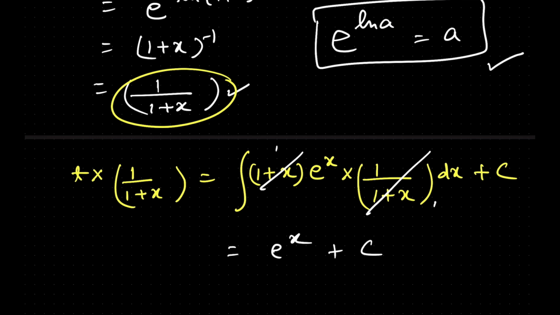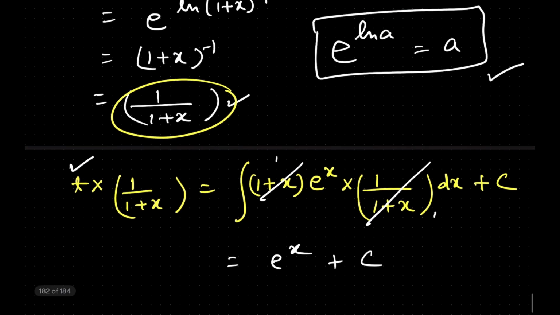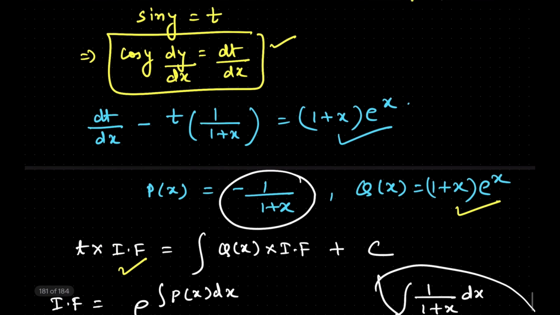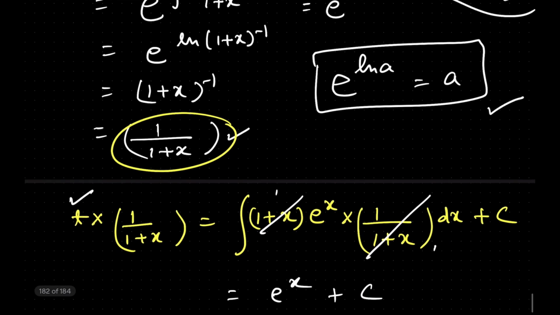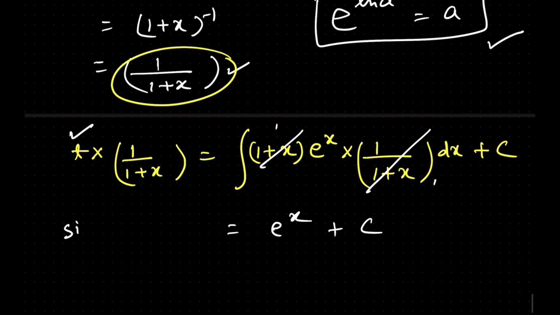In the left hand side you can replace this t with the substitution we have seen earlier. We have seen sin y was equal to t, so you can write sin y in place of t into 1 by 1 plus x. So this is your final solution.